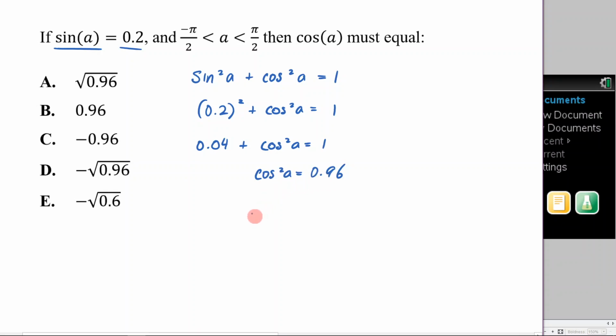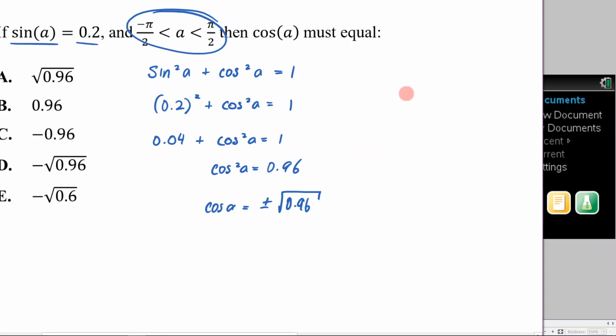I now will square root both sides, and I'm going to end up with plus or minus the square root of 0.96. Let's see if I can write that a bit neater. Plus or minus the square root of 0.96. Now, this is where most people just leave their question, but you have to decide whether it's going to be plus or minus. And the way that you decide that is by looking at your domain here.